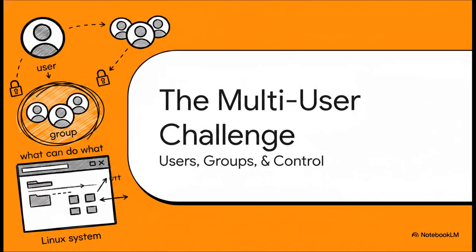So the solution actually starts with two really simple ideas: users and groups. A user is just a unique identity, a login, and a group is, well, it's just a collection of those users. This simple structure is the foundation of something called discretionary access control, or DAC. It's basically the rulebook that Linux follows to decide who gets to touch what.